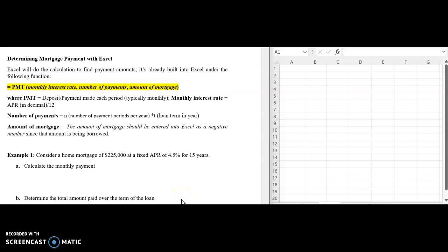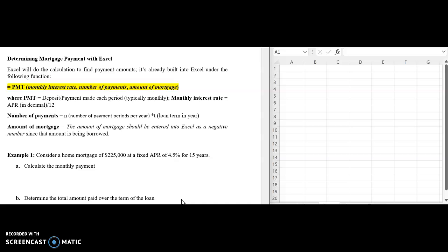In this video, we're going to determine mortgage payment with Excel. And mortgage payment is what you normally pay to the lender each month to repay your loan. And the amount you pay every month depends on the terms of your mortgage loan. And this includes the principal, which is the actual balance on the loan, and the interest on the loan.